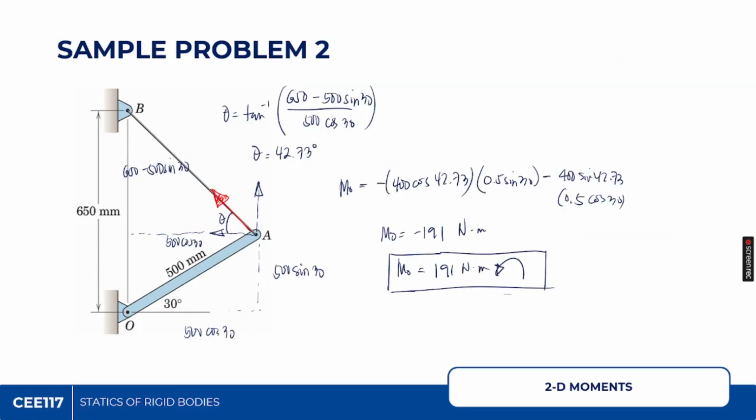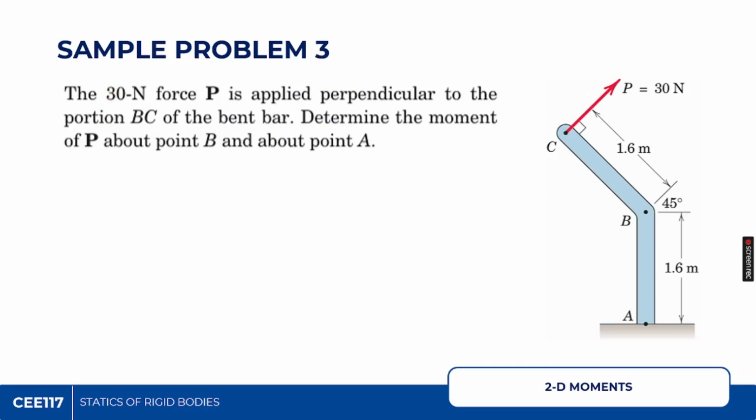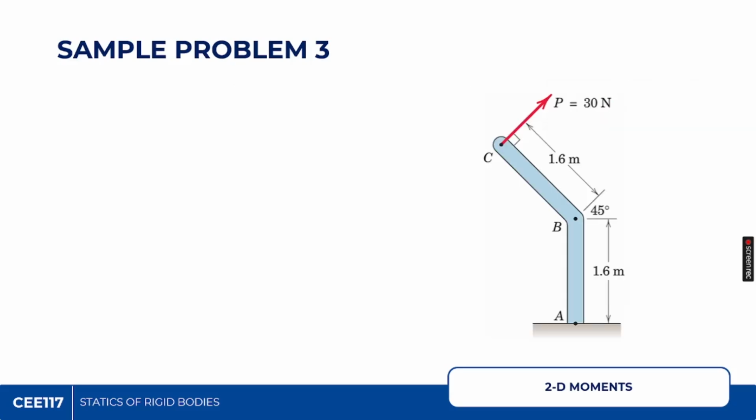Now, let's proceed. Problem number 3. So the force 30 Newton is applied perpendicular to the portion BC at the bend bar. Determine the moment of that force P about point B and point A. So we'll take the moment of that force P about point B and about point A. So, unahin natin yung about point B. So, as you can see, etong 1.6 meter is actually the perpendicular distance na ng 30 Newton going to this point B.